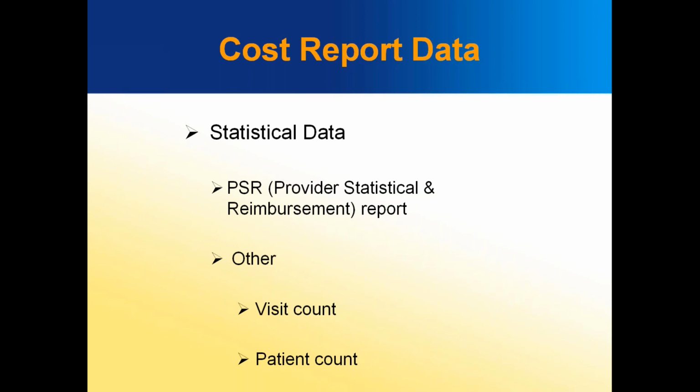The other information comes from your management software, or if you don't use a software to do your billing and report your data, you would need to be accumulating this information in a different method, via Excel spreadsheet or some other form of tabulation. What we're looking for from your agency is visit counts by discipline and by payer, and patient counts by discipline and by payer.